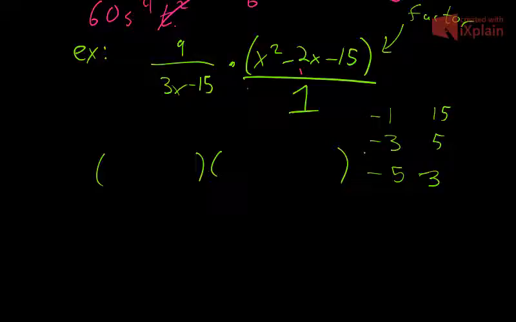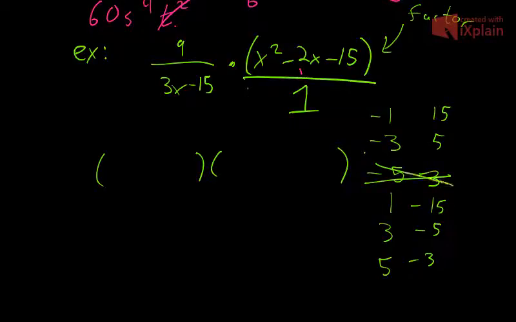And then I could also have the positives of all of these. So 1, negative 15, 3, negative 5, and 5, negative 3. And just like that, we should be pretty good. These are all our options. I'm realizing now I have a couple duplicates that I don't actually need, this one right here or this one right here. So I have negative 1 and 15, 1 and negative 15, negative 3 and 5, 3 and negative 5 as my four options.